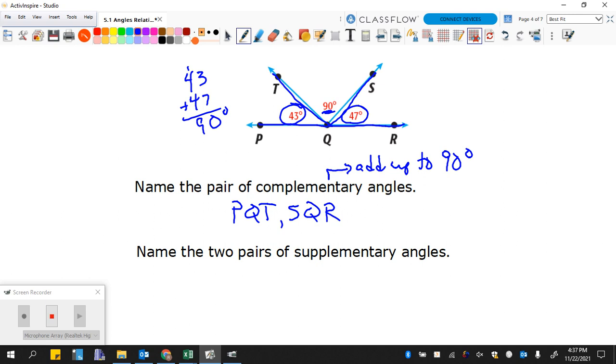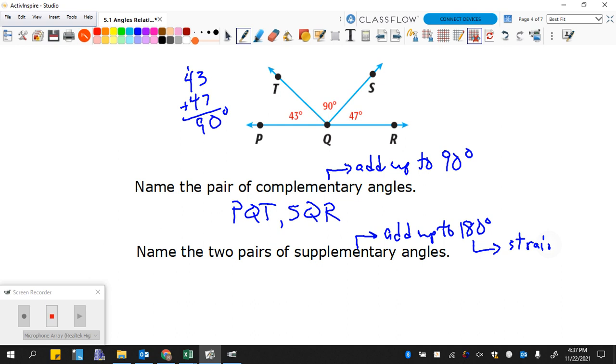Then it says name the two pairs of supplementary angles. Supplementary means that they add up to 180 degrees. So if we remember 180 degrees, and if you remember from the notes you took, is a straight line.